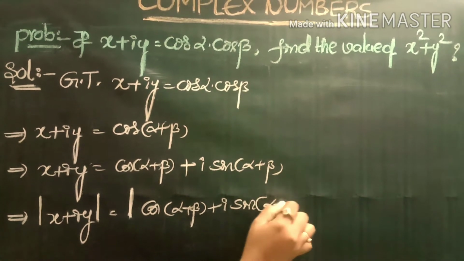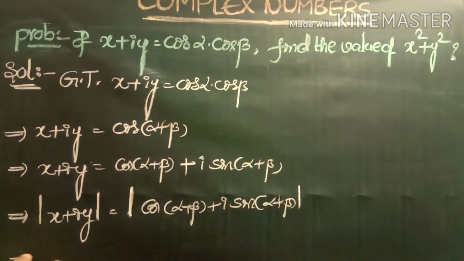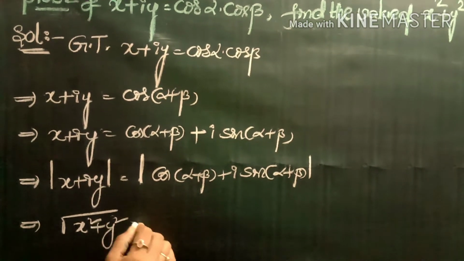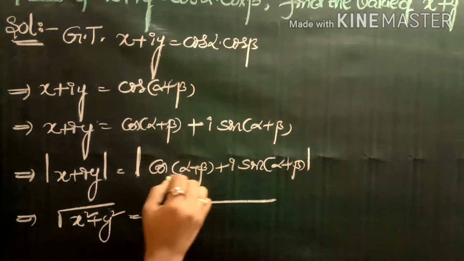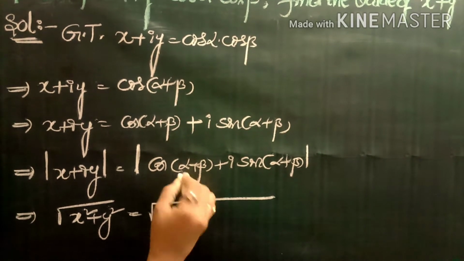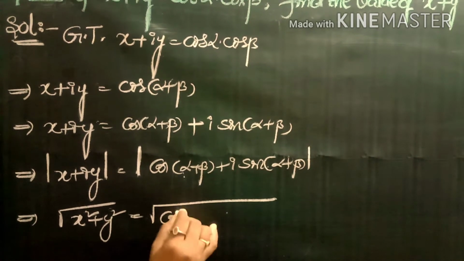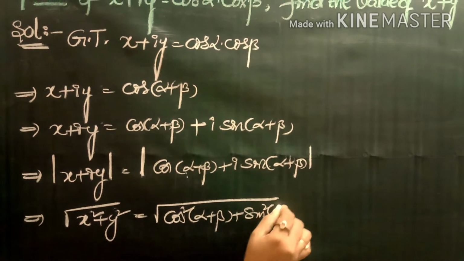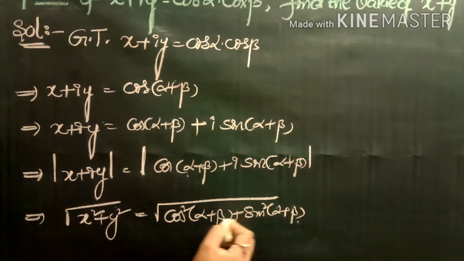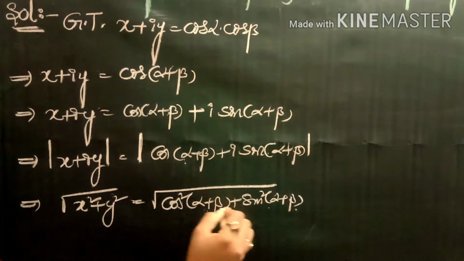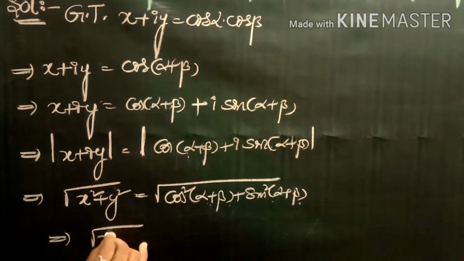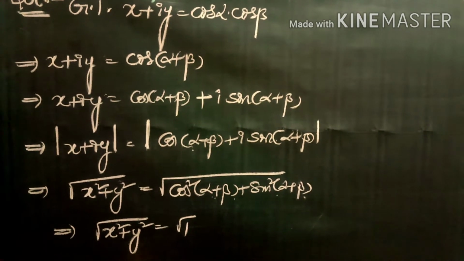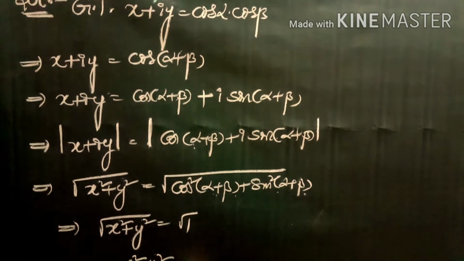Now what is mod(x plus iy)? Mod(x plus iy) is equals to square root of x square plus y square. Modulus is equal to root over x square plus y square. So now this is equal to square root of real part whole square plus imaginary part whole square, that is cos square(alpha plus beta) plus sin square(alpha plus beta), and sin square(alpha plus beta) plus cos square(alpha plus beta) is equal to 1, which implies root over x square plus y square is equals to root 1, and now squaring on both sides, then we get x square plus y square is equals to 1, which is the required answer.